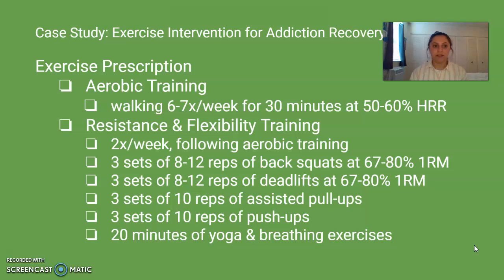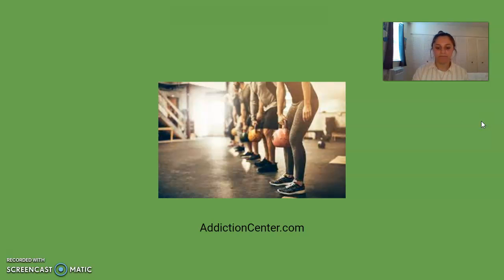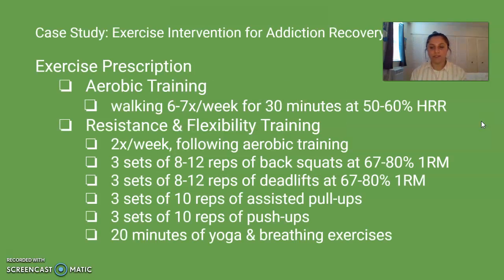Exercise prescription. So aerobic training, I would recommend starting with walking 6 to 7 times per week for 30 minutes at 50 to 60% of his heart rate reserve. As mentioned earlier, it is very effective when aerobic training is completed daily for restoring and repairing neurotransmitter pathways.